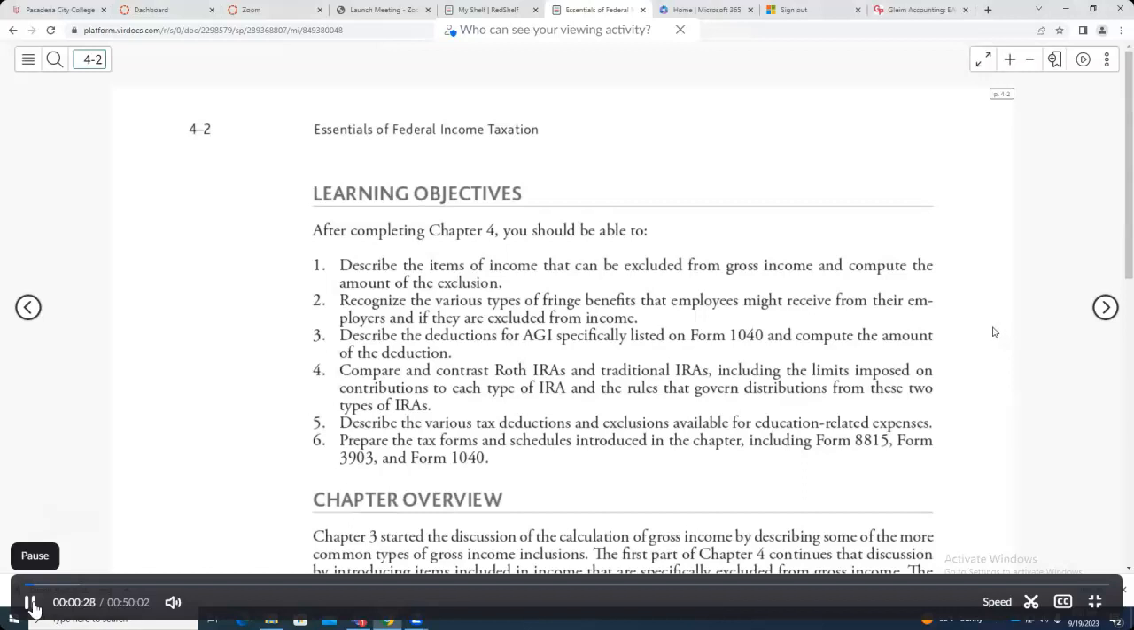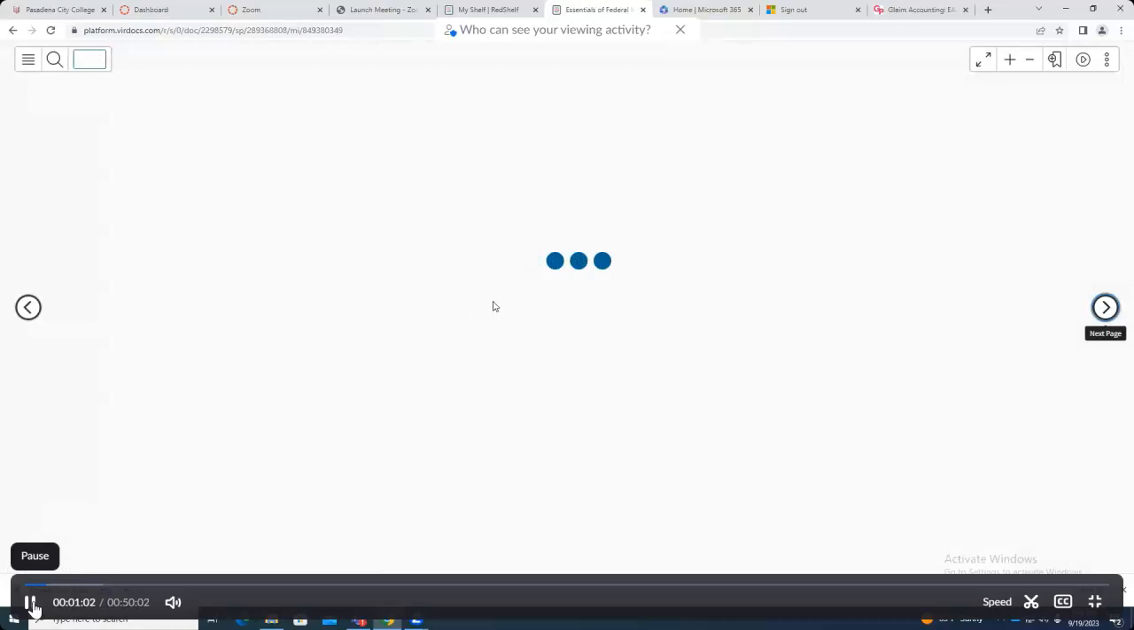We are going to look at some gross income that can be excluded, recognize various fringe benefits, and describe deductions for AGI, and that it's in the Form 1040, and look at some Roth IRA and traditional IRA, and some tax deductions and exclusions for education-related expenses, and also look at the Form 1040. So let's keep going. There are a lot of things to look at.